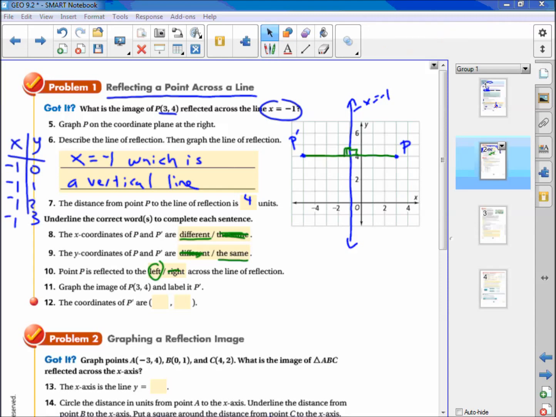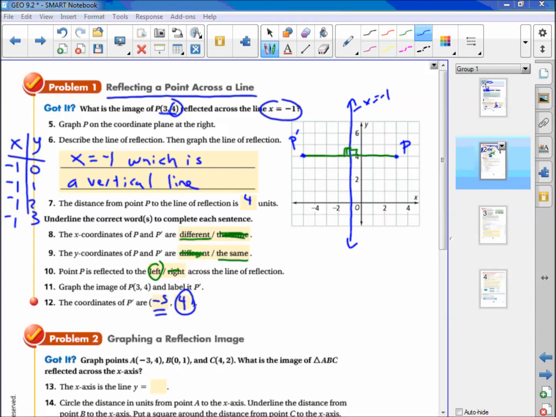All right. And then, graph the image (3, 4), and the coordinates of P prime are at -5 and 4. So notice it has the same y coordinate as our original. We didn't change that because we were reflecting it horizontally. And then our x coordinate is definitely going to change because we are reflecting it horizontally.